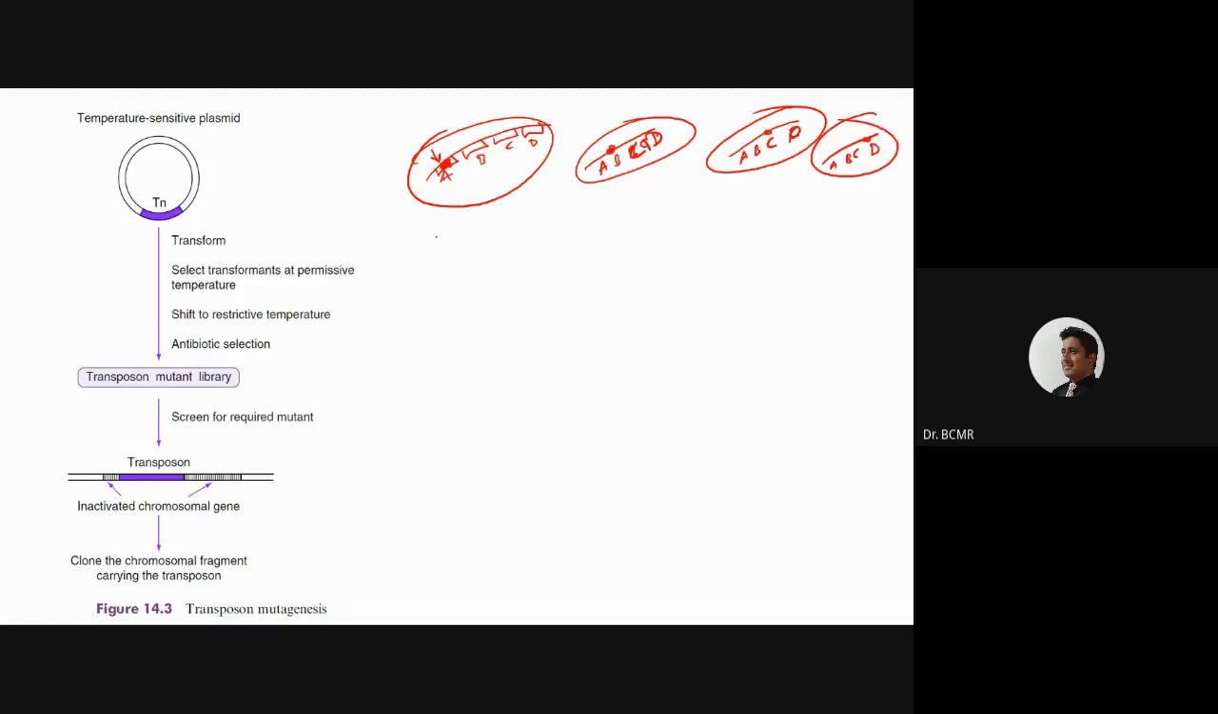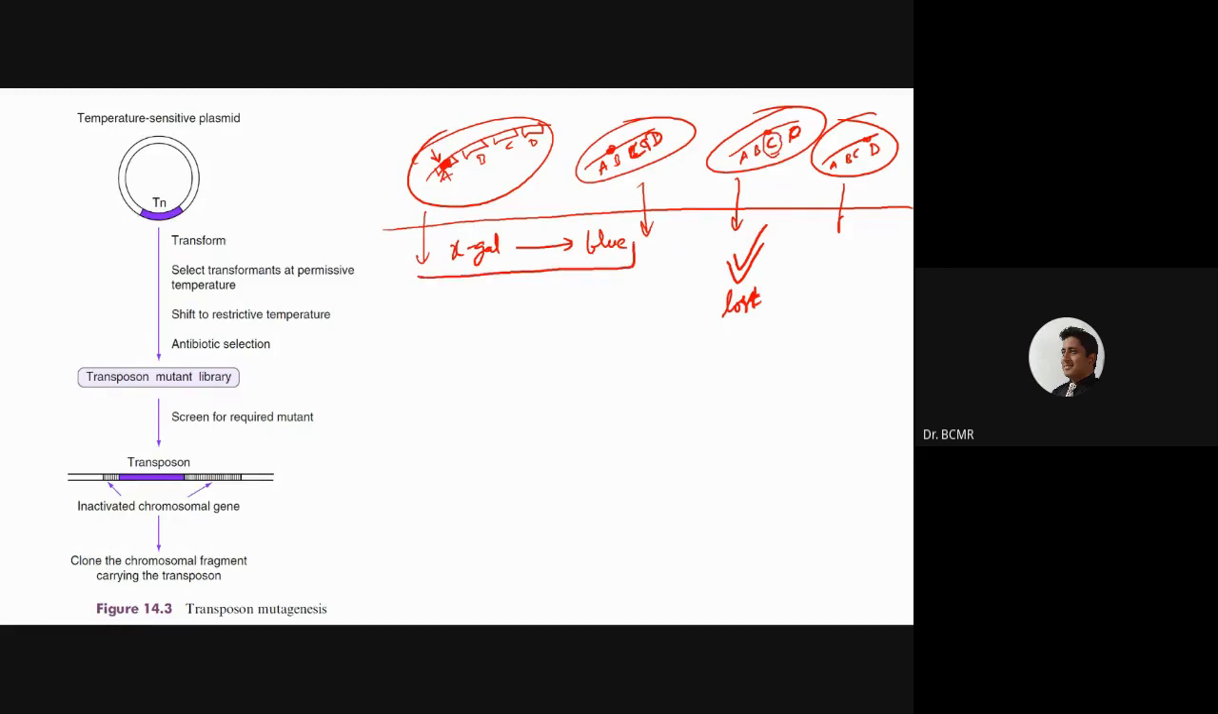And we are going to screen for the loss of a trait. Assume, following what I was telling, the ability to convert X-gal to a blue colored compound. I will see which one has lost this ability. Assume that this is the cell that lost the ability. That means gene C is directly or indirectly involved in this particular phenotype.